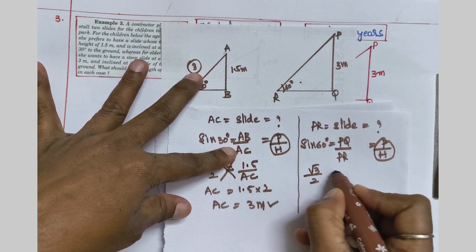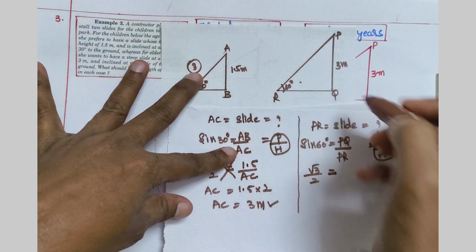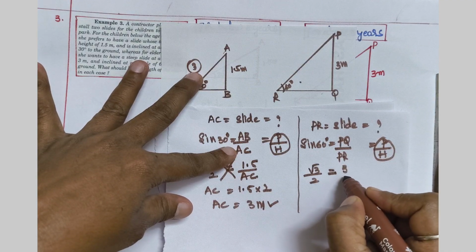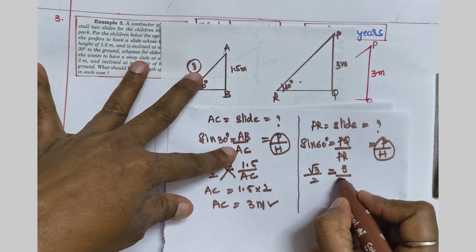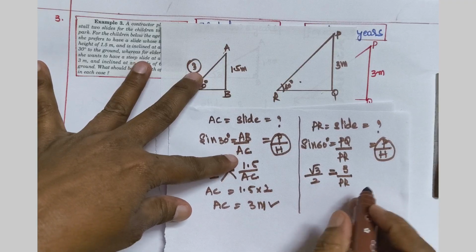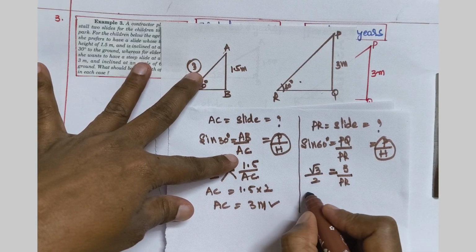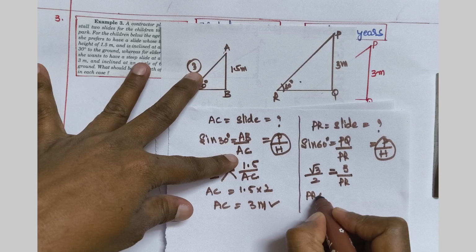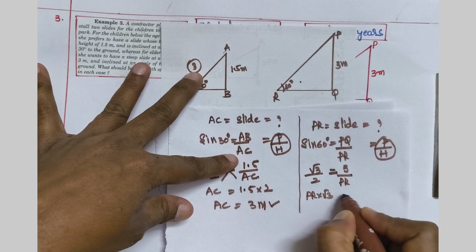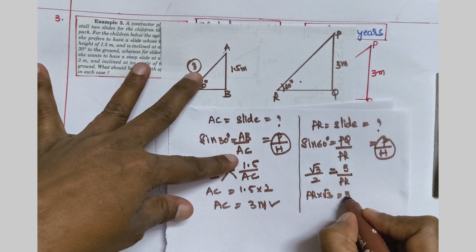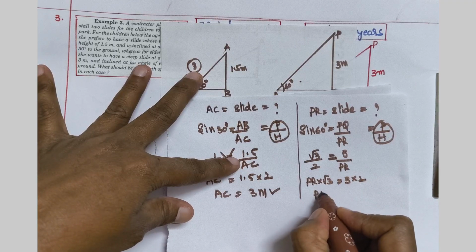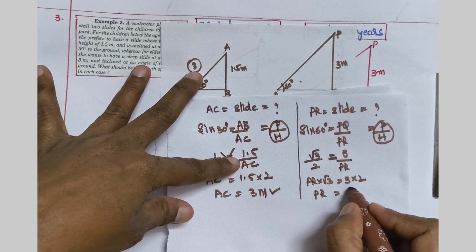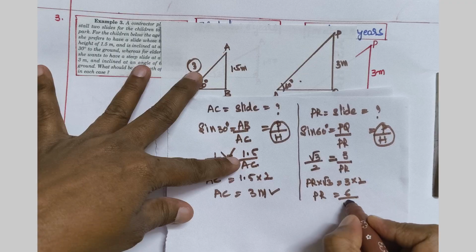Okay, root 3 by 2 is equal to, what is the PQ value? 3. Next, divided by PR, we have to find. PR is the question mark. Okay, and now do cross multiplication. PR into root 3 is equal to 3 into 2, 6. PR is equal to 6 by root 3.